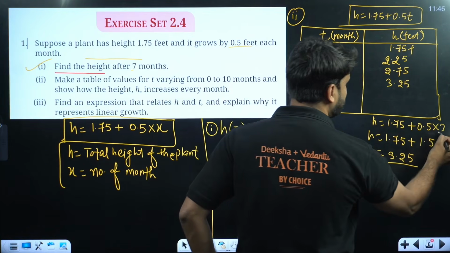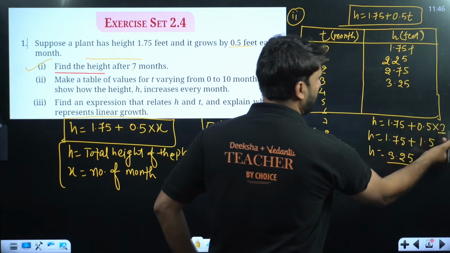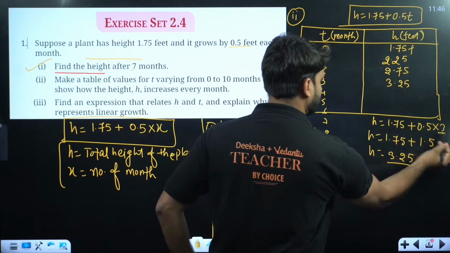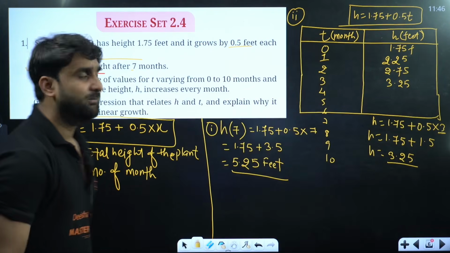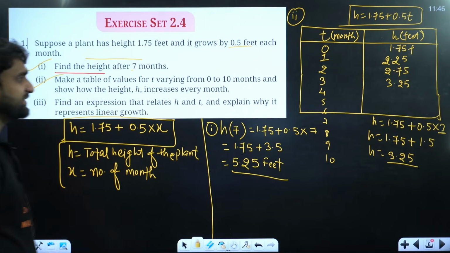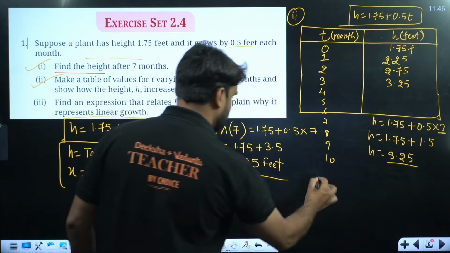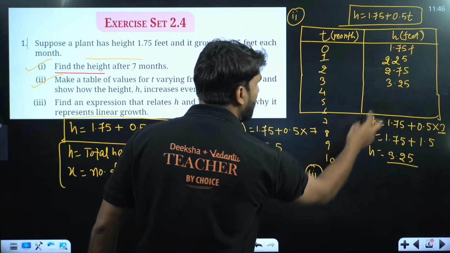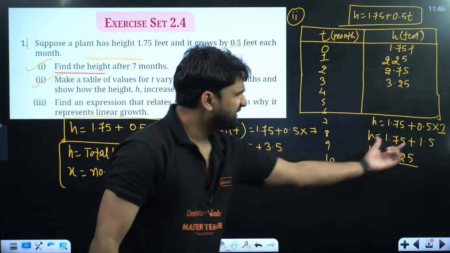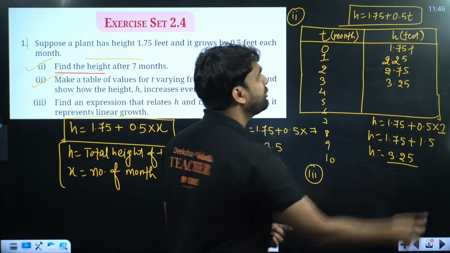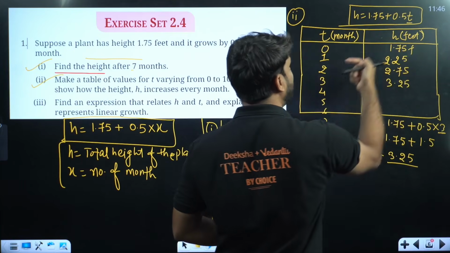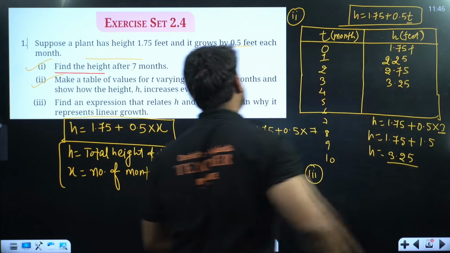So you have to just put the value here. For 4 months put 4, for 5 months put 5, for 6 months put 6 here, and you can make the table. This was question number 2. I hope this is clear to you everyone. Now moving to question number 3. I hope you guys can fill the table. This is basic calculation. You just need to put 4, 5, 6, 7 in the place of t and calculate the value.